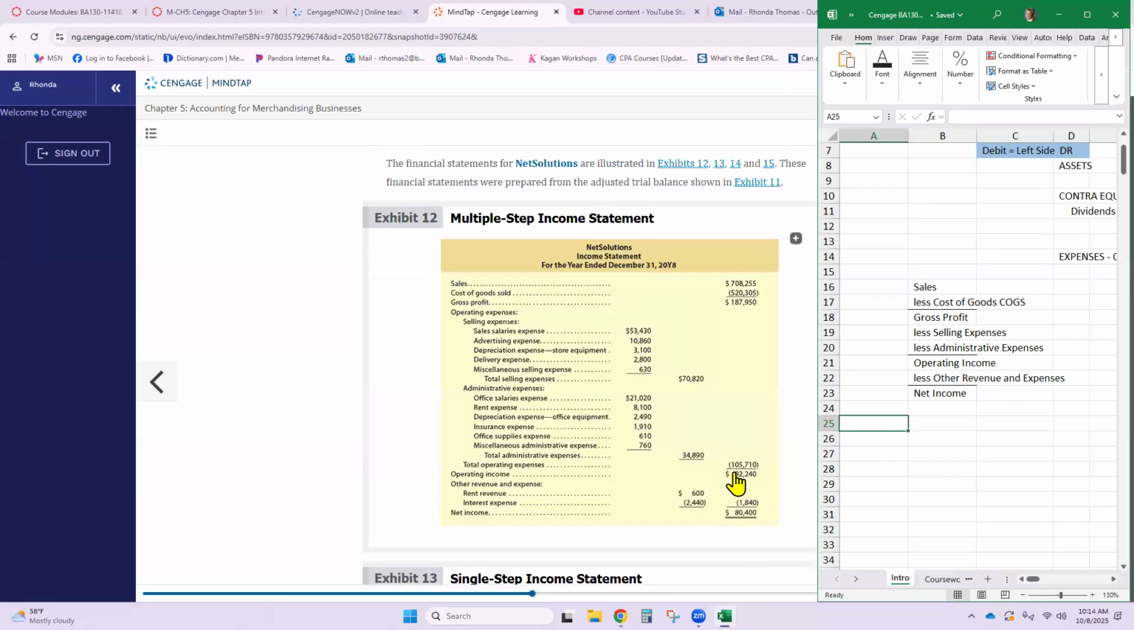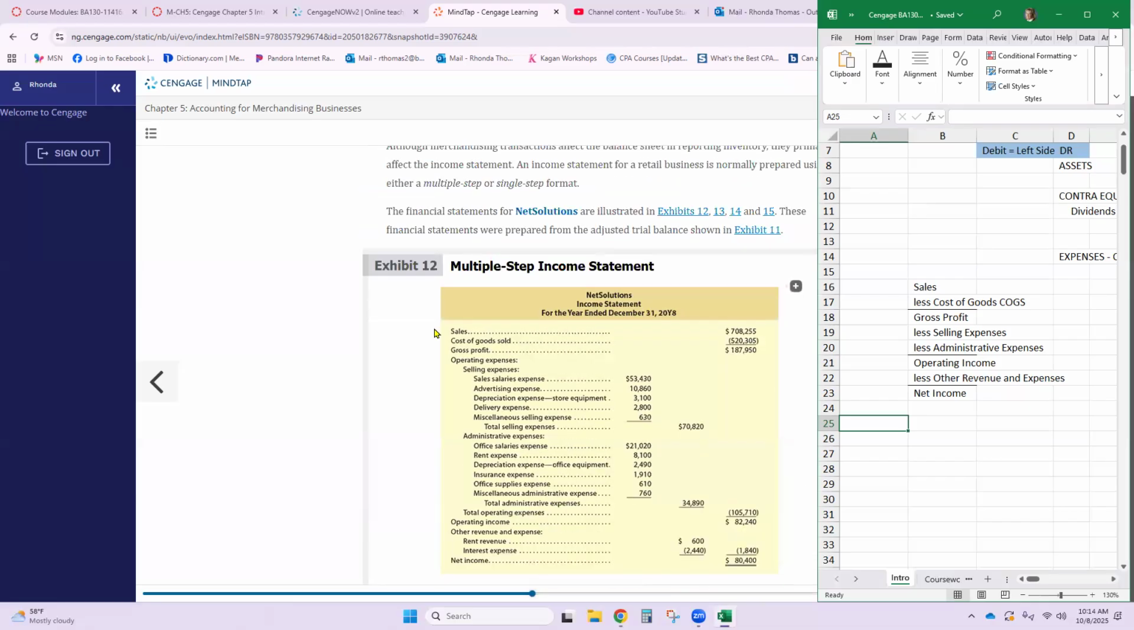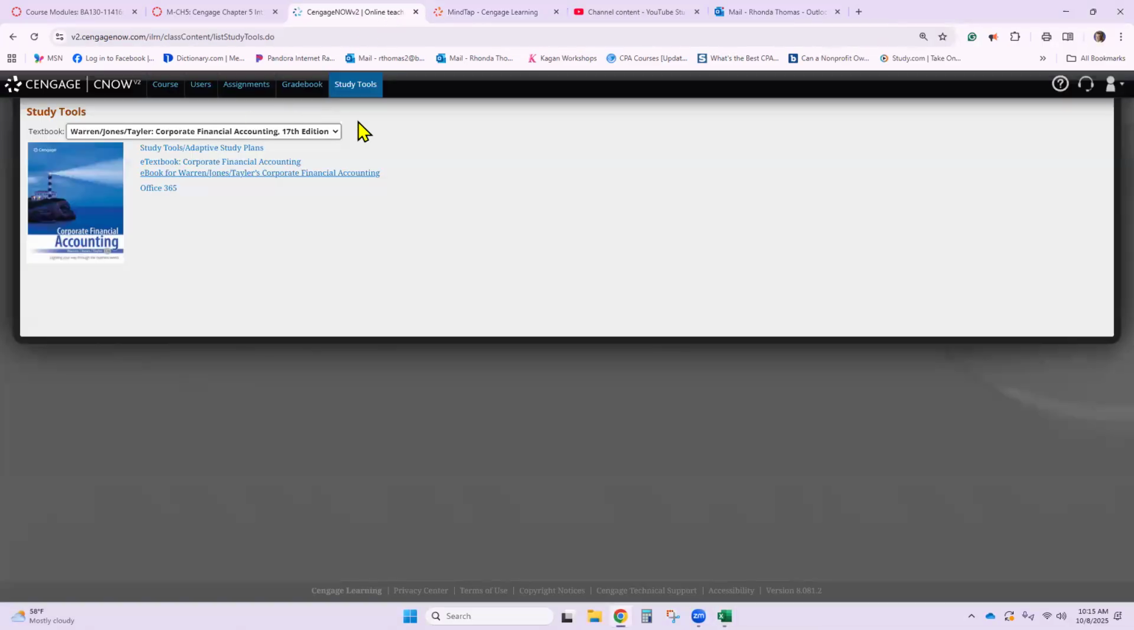So the one that has changed the most is this multi-step income statement. And don't worry, we're going to do plenty of these. All right. So let me see if I can work on a few of these problems. If I don't get through all of these, then please come back and look for another video.